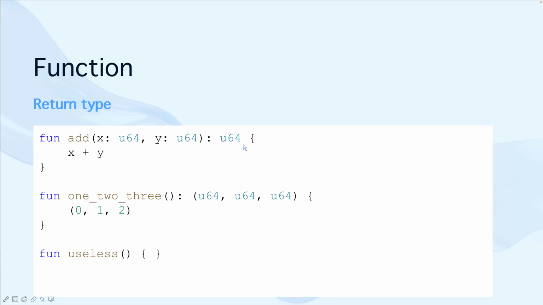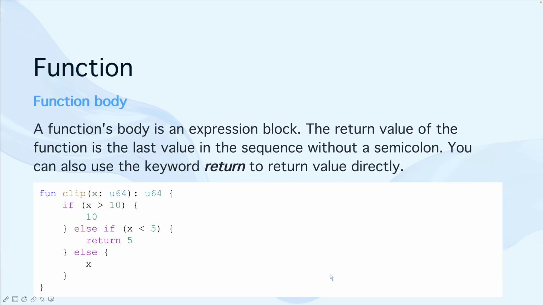A function body is an expression block. The return value of the function is the last value in the sequence without a semicolon. You can also use the keyword return to return a value directly. So you can add a return here.